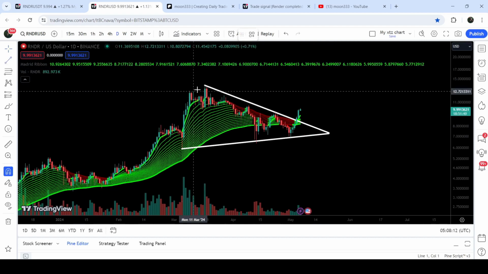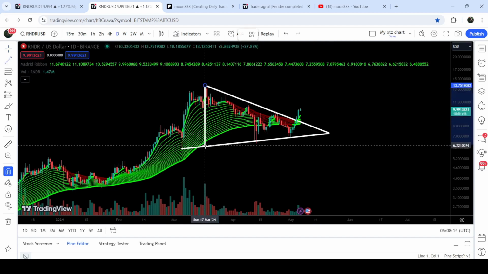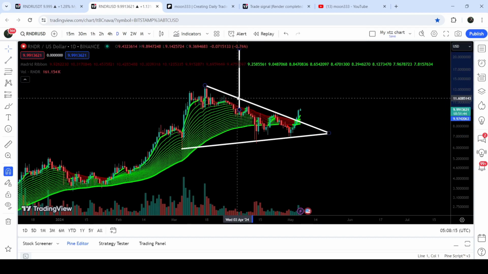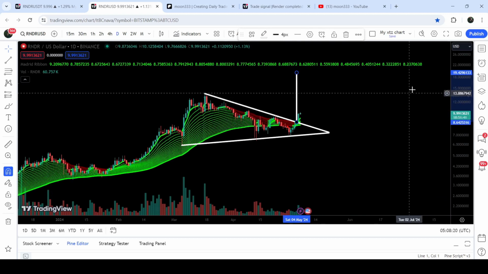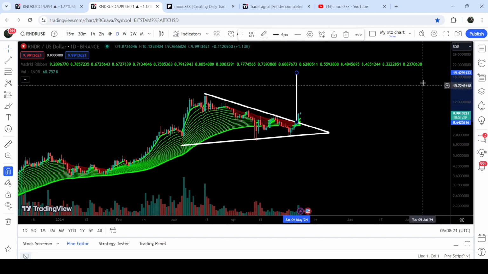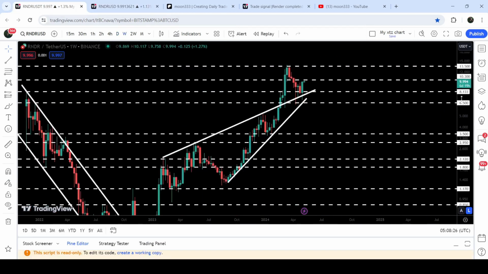Now if we take a look at the target for this breakout, then the target for this breakout can be here. That will be approximately at $19.42.